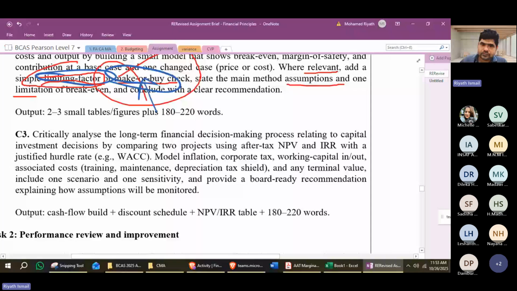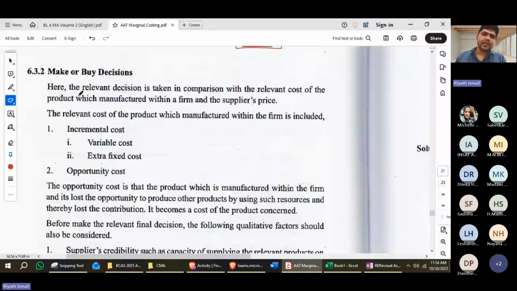Make or buy decision. Here, the relevant decision is taken in comparison with the relevant cost of the product which is manufactured within a firm and the supplier's price. The relevant cost of the product which is manufactured within the firm includes incremental cost. So incremental cost, right? Variable cost is always an incremental cost. Extra fixed cost.